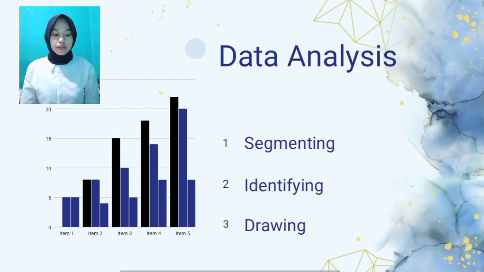And third, drawing. The result of the analysis is drawn into a diagram of thematic progression. After analysis, the paragraphs are separated based on the categorization of the type of thematic progression.